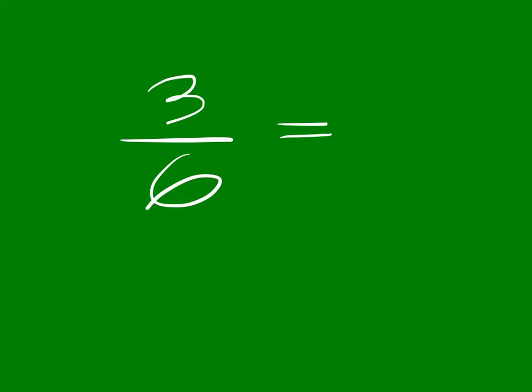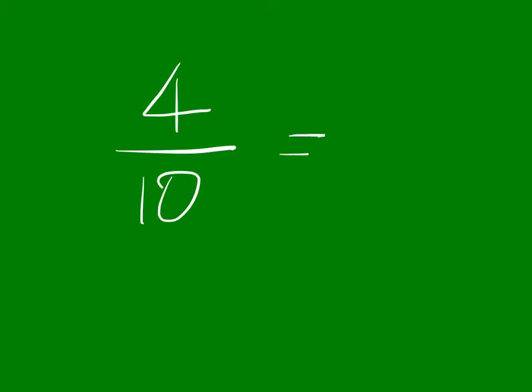What number goes into 3 and 6? 3. 3 into 3, how many times? Once. 3 into 6, twice. So 1/2. You have to do the whole thing and then reduce it. 4 over 10, reduce it.